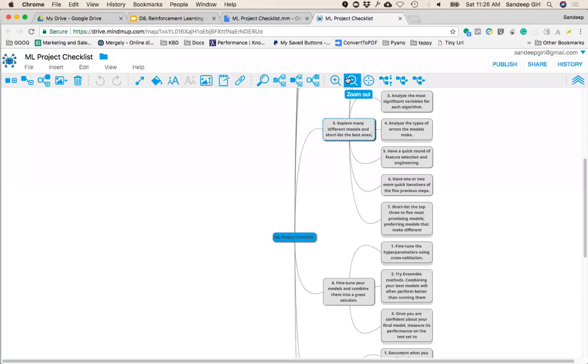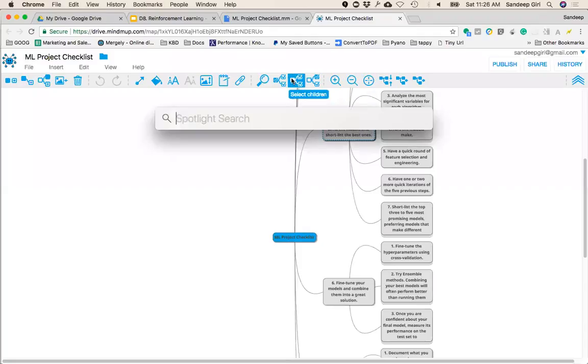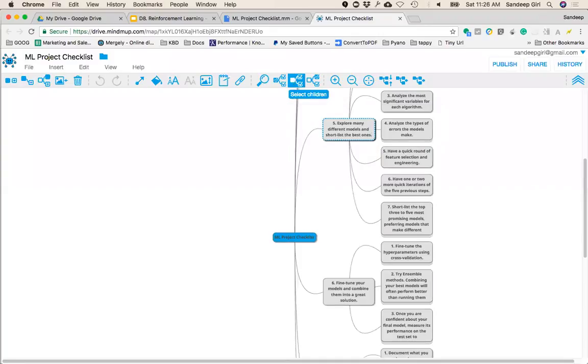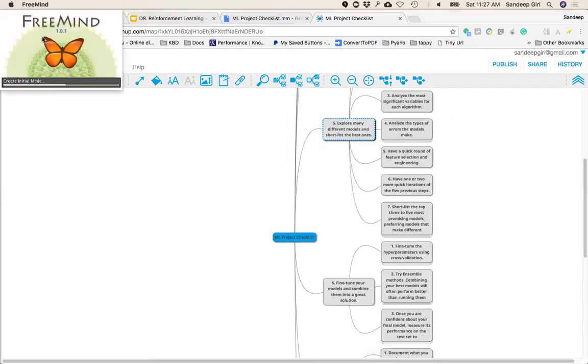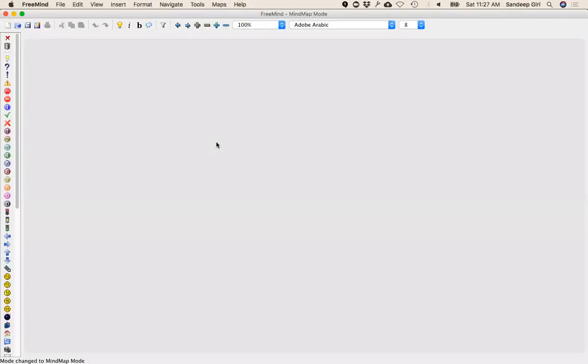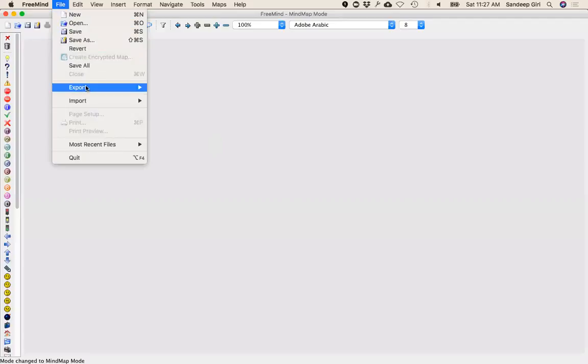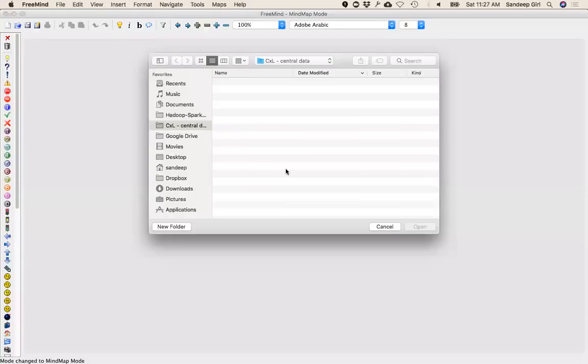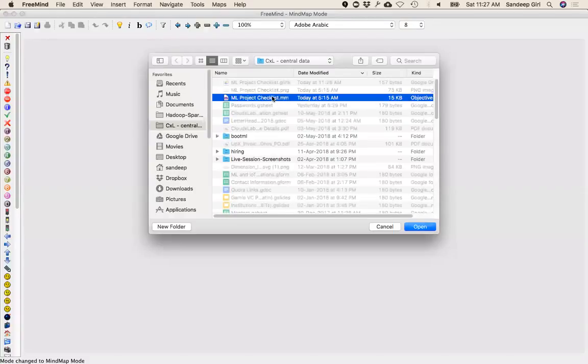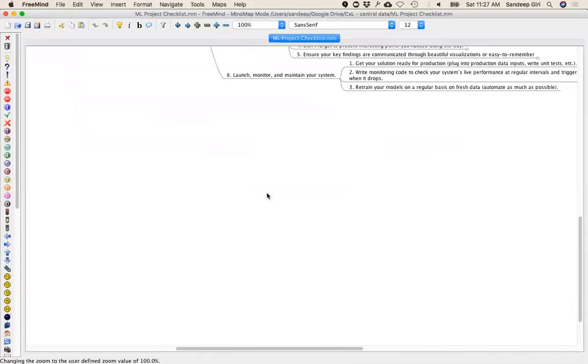Anyway, I'm just going to walk you through my diagram here. You can also install FreeMind if you like, or you can open the mind map I've just shared with you. It's a hierarchical way of making notes. Okay, so here we are.